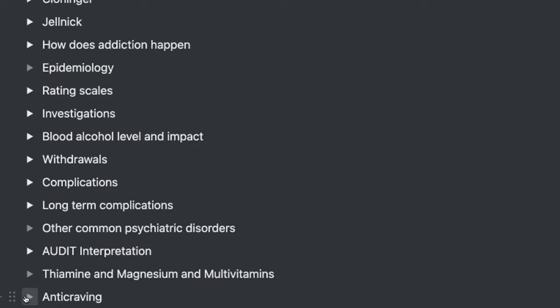Disulfiram is based on the concept of aversion therapy. This is something that they might ask. And just try and remember the mechanism of action of each one of them as well. What is the mechanism of action of disulfiram? Aldehyde dehydrogenase. It does not allow the alcohol to get converted from acetaldehyde to acetic acid.